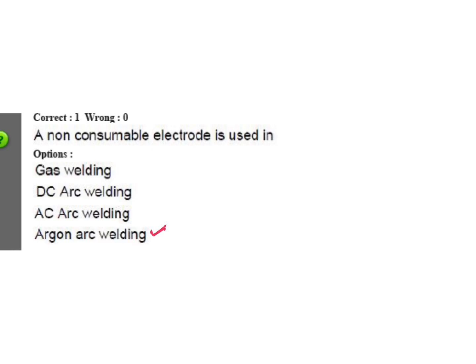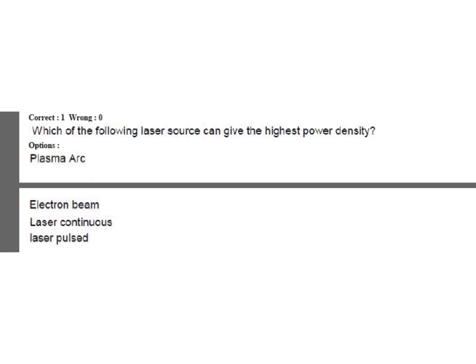Which of the following laser sources can give the highest power density? Plasma arc, electron beam, laser continuous. Plasma arc also gives high power density. Laser pulse also gives high power density. So I am having doubt, but this is the official answer, laser pulsed.